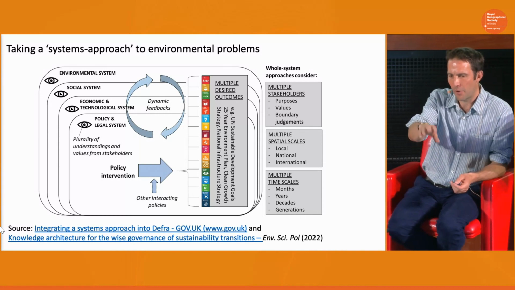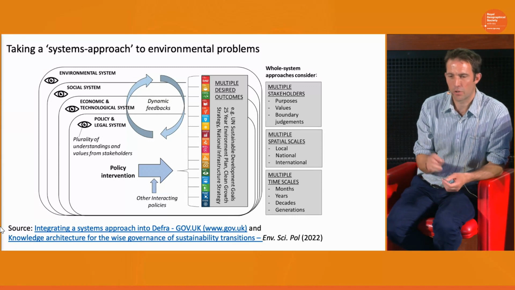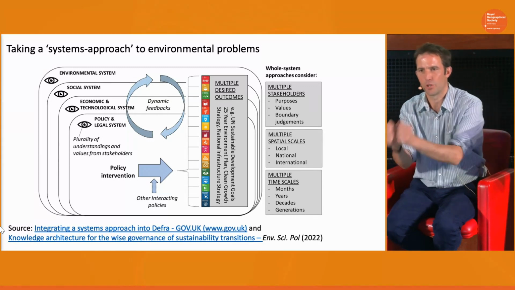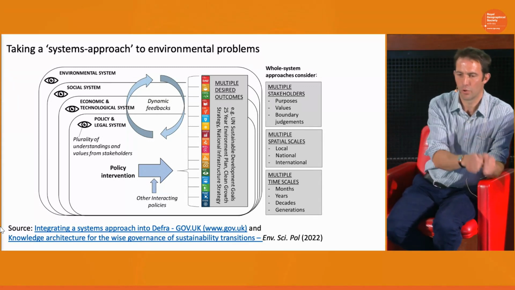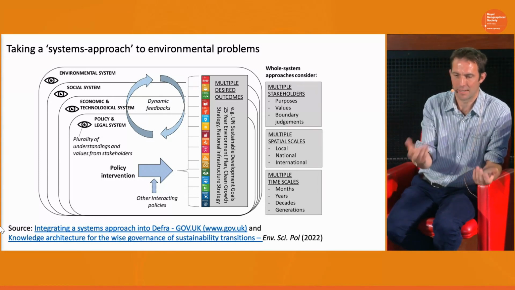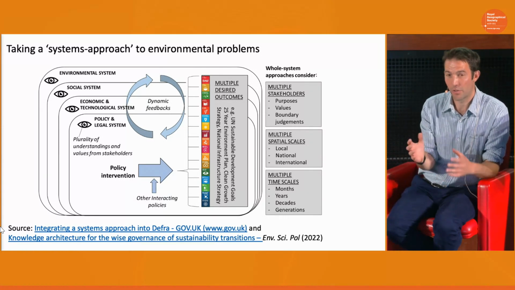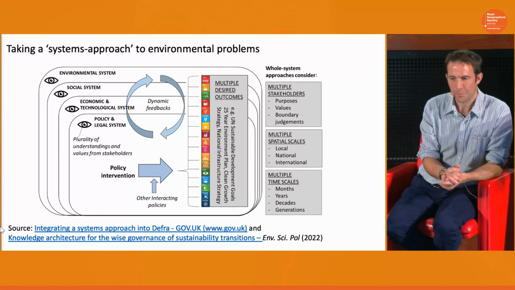You can see there are multiple outcomes here in the colours. These are the UN Sustainable Development Goals. So we're not just trying to achieve one thing, reducing carbon emissions or restoring species. We're also trying to reduce poverty. We're trying to maintain the quality of our oceans, etc. So we have a whole range of things we're trying to achieve at the same time.